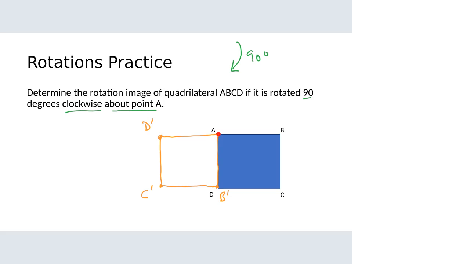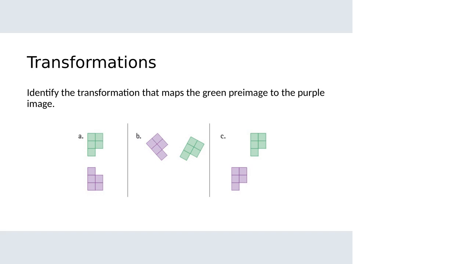We just have a little bit more to look at today. We had 3 different transformations we were going to look at: translations, reflections, and rotations. And now we're just going to do some practice where we identify the transformation that maps the green pre-image to the purple image. So there's vocabulary in here we want to make sure we're comfortable with.